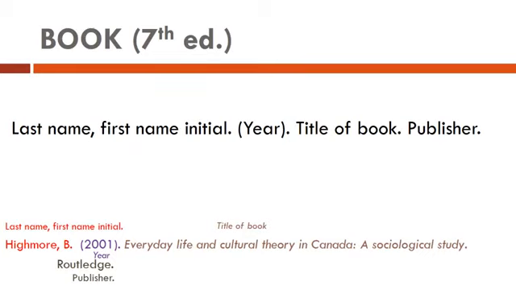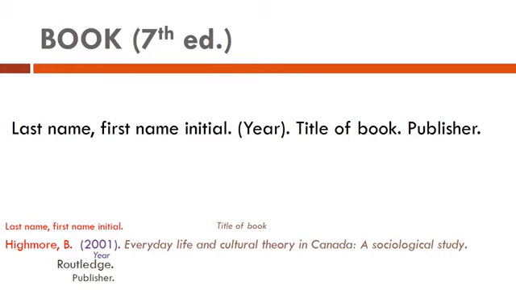So let's look at how to create a reference for a book. What you need to include in this order is the author's last name, comma, and then the first name initial, period. Then you will put the year in parentheses, period. You put the title of the book, period, and then the publisher of the book, period.